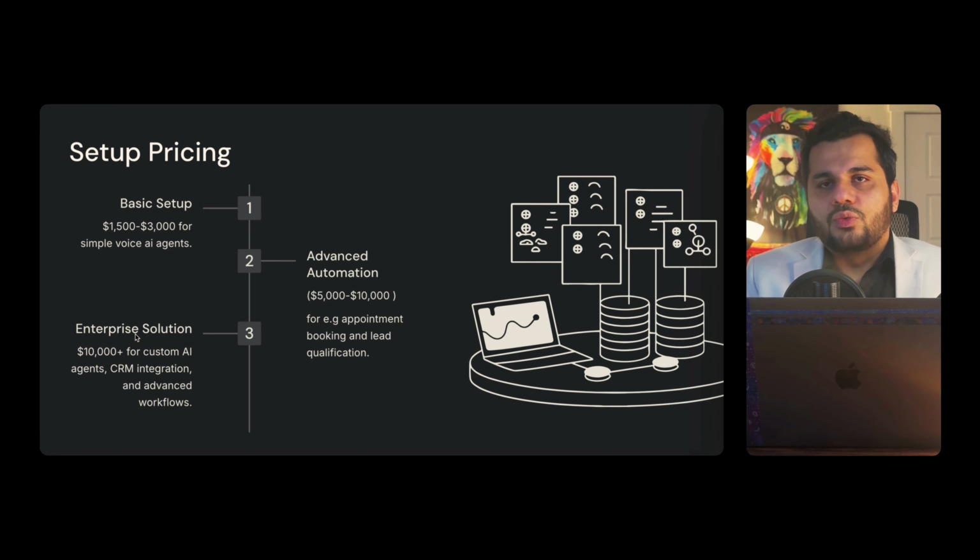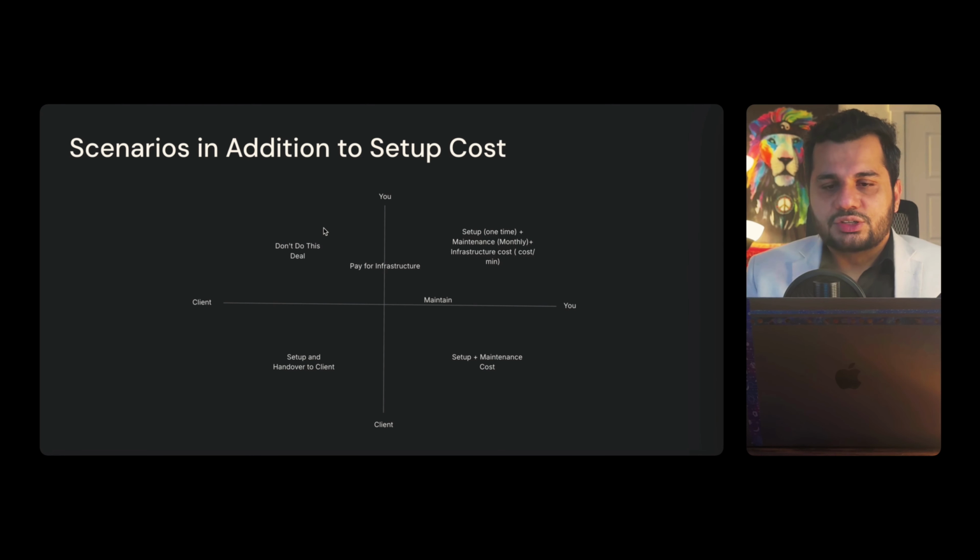Let's say you are working with a mid-sized company or a big company and they have very advanced requirements. You are setting up different voice AI agents within their systems and you are moving information from one tool to another. So I consider them very advanced solutions, and prices for such solutions start from 10,000 and go to, let's say, 50,000 or 100k. Moving on to maintenance and infrastructure cost.